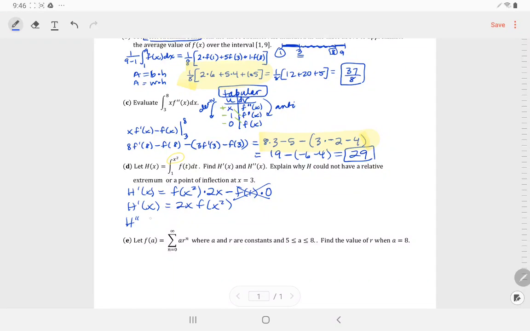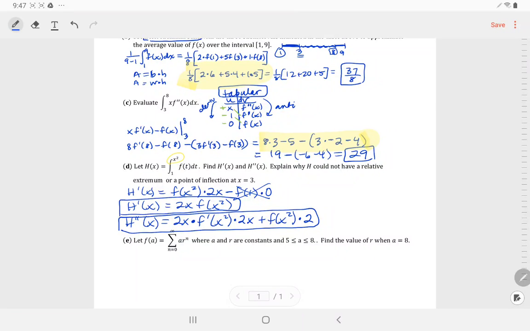And then they also want h double prime of x. So h double prime of x, I would use the product rule. So that would be 2x times f prime of x squared times the derivative of the inside 2x plus f of x squared times the derivative of the first, which is 2. So this is h double prime of x. This is h prime of x. Okay. Explain why h could not have a relative extrema or a point of inflection at x equals 3.